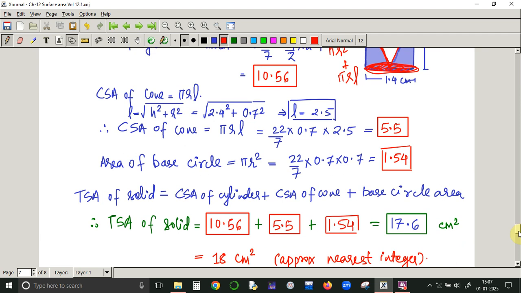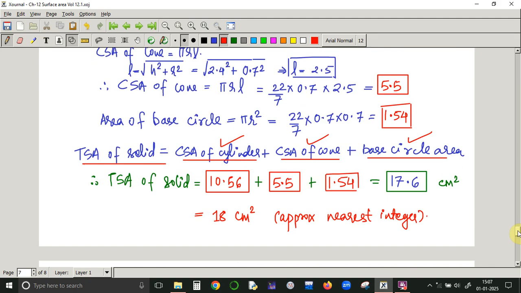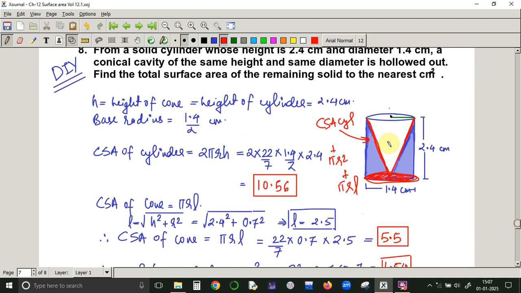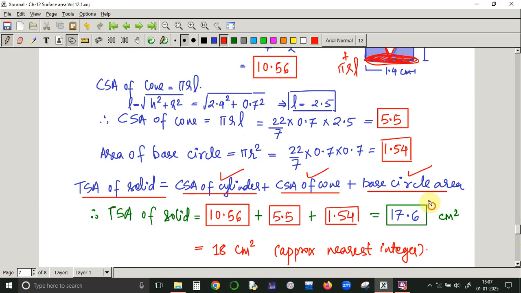So what I have written is the total surface area of the solid is CSA of cylinder, yes we need. CSA of cone, yes we need. And one base circle area, yes. These are the values, add them, you will get 17.6 centimeter square, and in the question it is given to the nearest centimeter square. So the answer is 17.6. By the rounding off rule, this 6 is more than 5, so it is going to approximate towards 18.